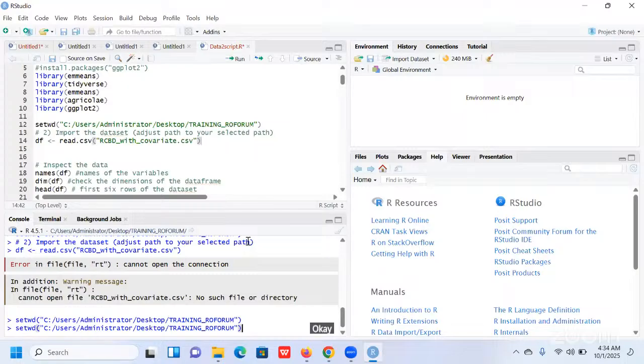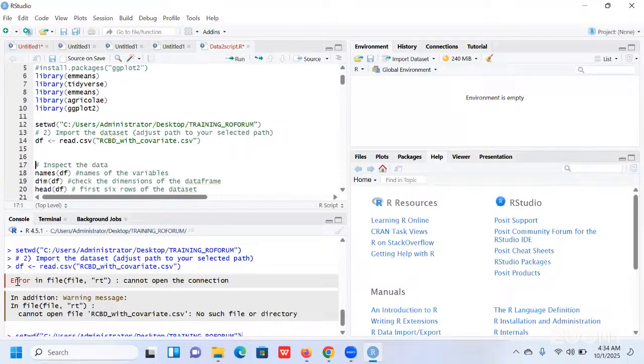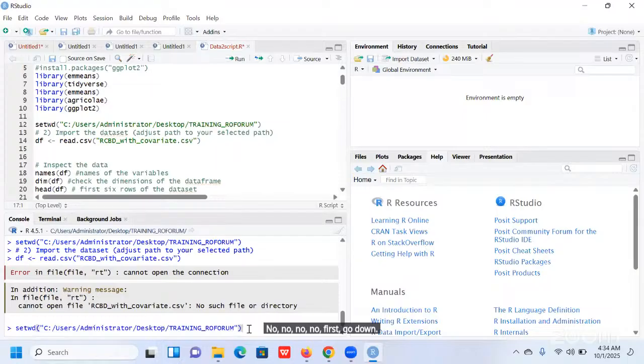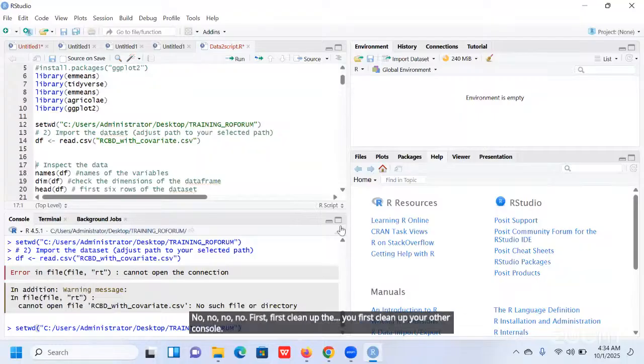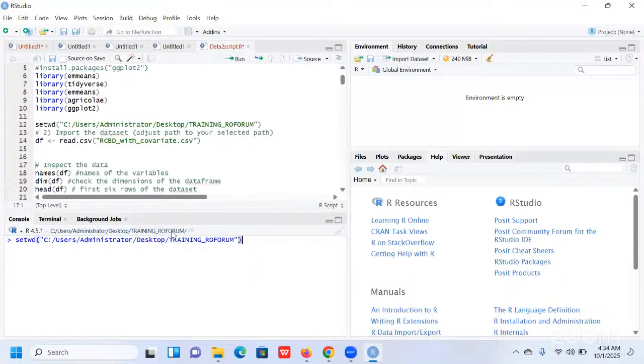Okay. Yes. So can you run now? I have it done. This is what it's doing. First, go down. This is it, Doctor. No. First clean up your R console. Okay. Can you enter in that? Just type the enter key. Tap on the enter button of your computer.